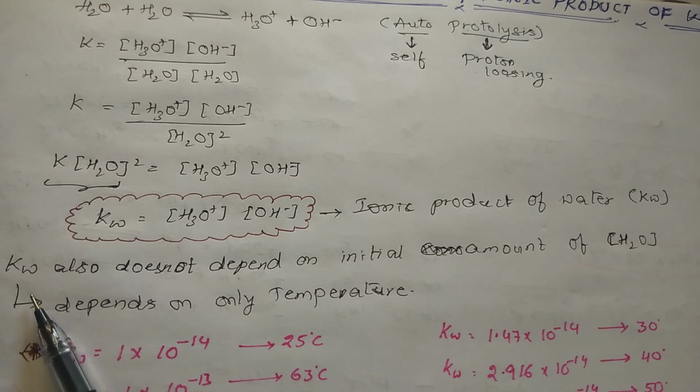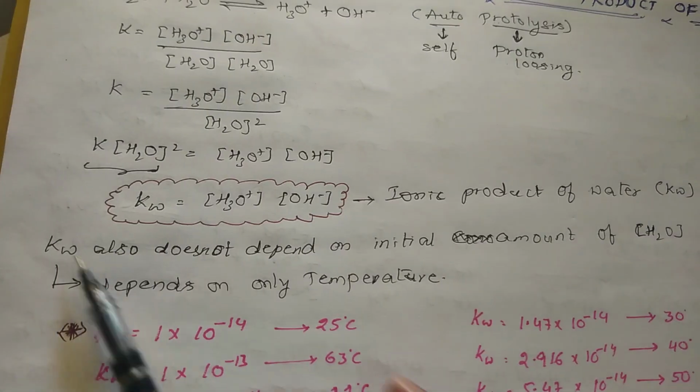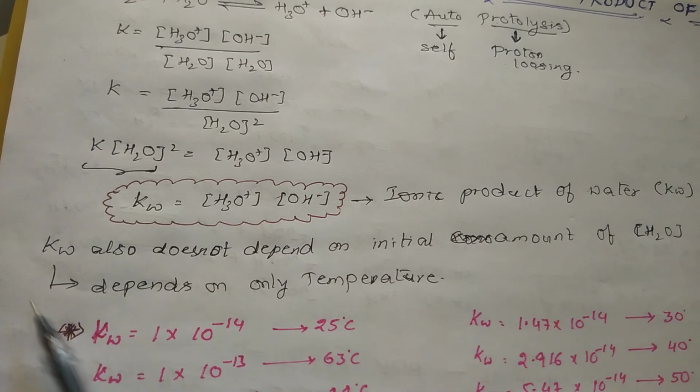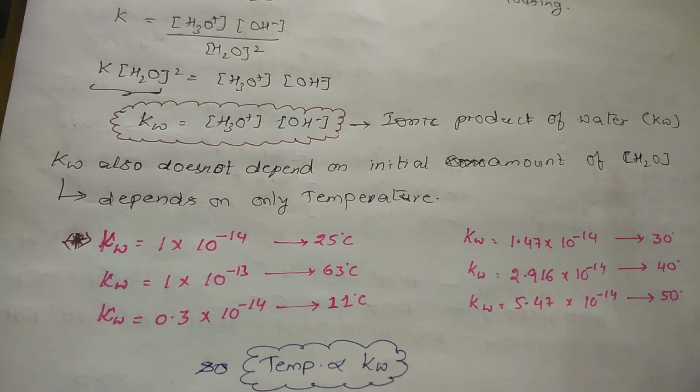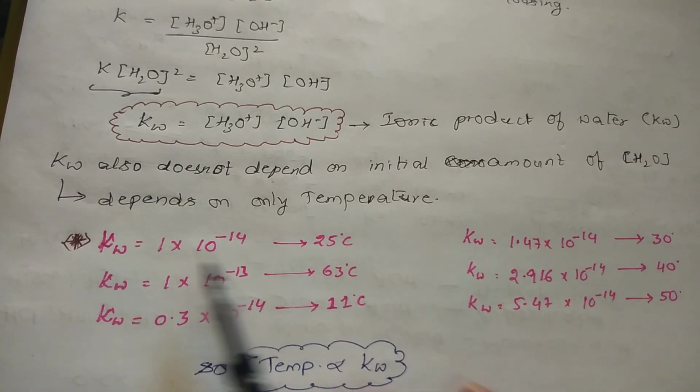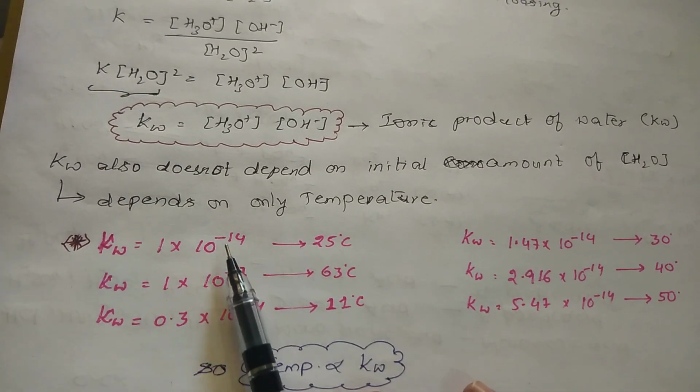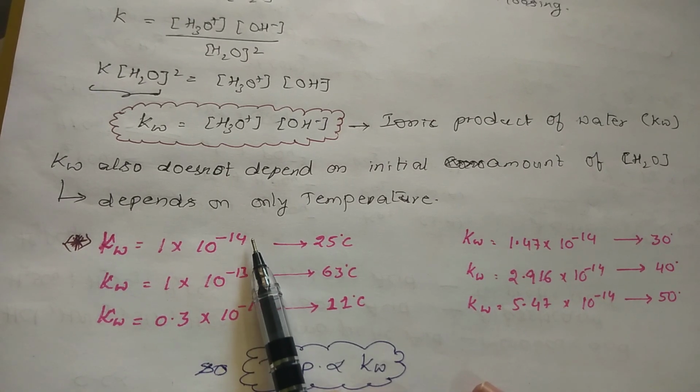And Kw is independent of the initial amount because it is the equilibrium constant only for water, and it depends upon the temperature. So I have mentioned values for different temperatures, but basically we will be taking only 25 degrees centigrade. At 25 degrees centigrade, Kw is equal to 1 into 10 power minus 14.